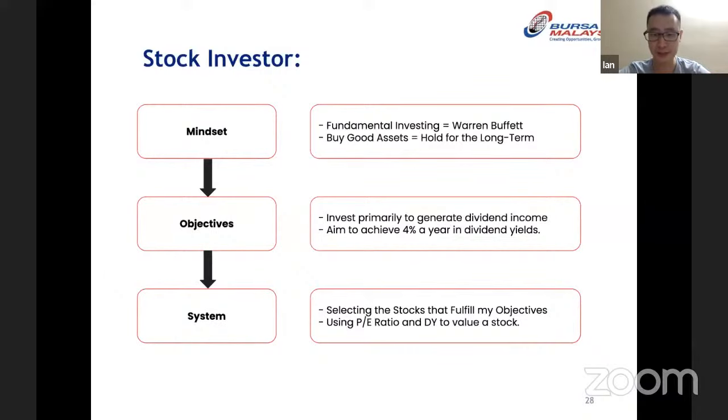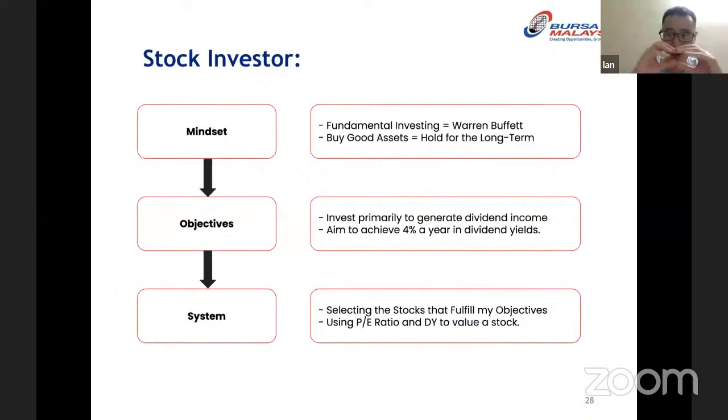And then last but not least, I have my system. System means what are the processes to allow me to fulfill this objective. For example, I will download annual reports and quarterly reports. I will study the company's finances, and from there, if I find that the company has a good track record in its financial performance, a good business model, a strong management team, and some growth initiatives in place, and after that I value the stock and it can give me the 4% per annum in dividend yields, then I would say that's good enough. So that is the process, and that is my system when it comes to investing in the stock market.